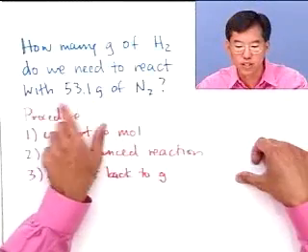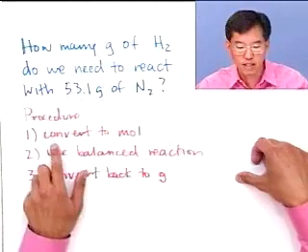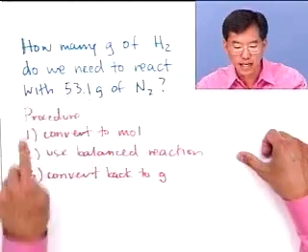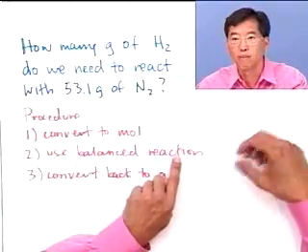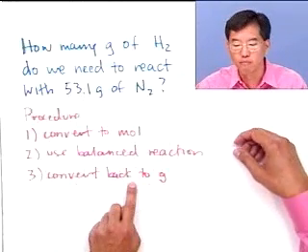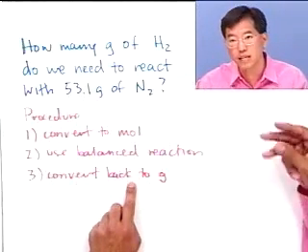How do you get from grams to moles? To get from grams to moles, you divide by the molar mass, convert everything into moles, then use the balanced reaction and then convert back to grams. So for instance, how many grams of H2 do we need to react with 53.1 grams of N2? Again, the procedure is convert everything to moles. So we convert this into moles, use the balanced reaction to figure out how many moles of hydrogen we would need, and then convert the moles of hydrogen back to grams. So it's a three-step process instead of a one-step process.